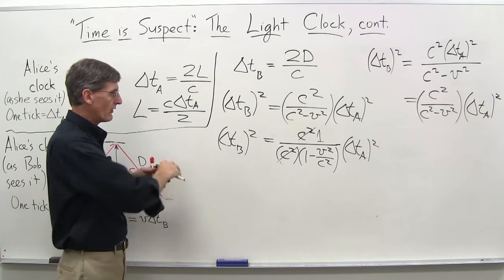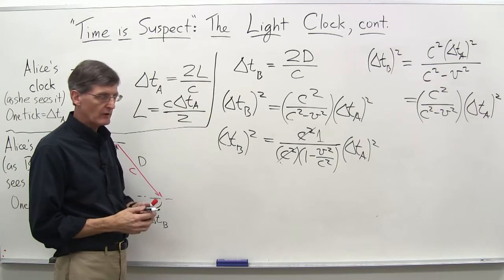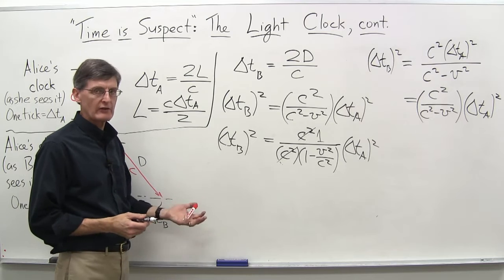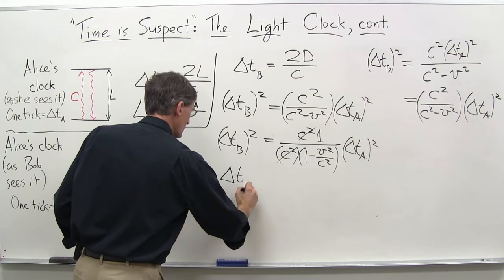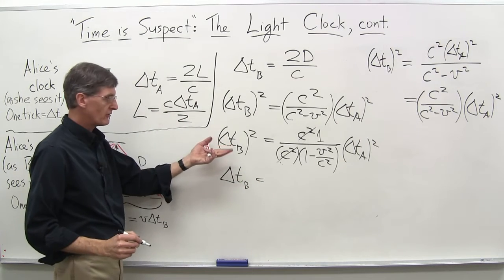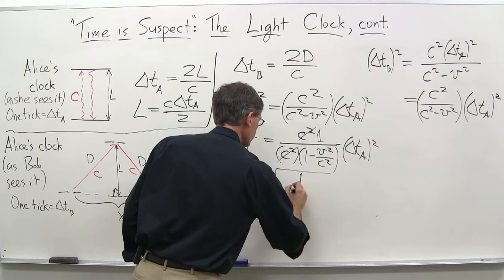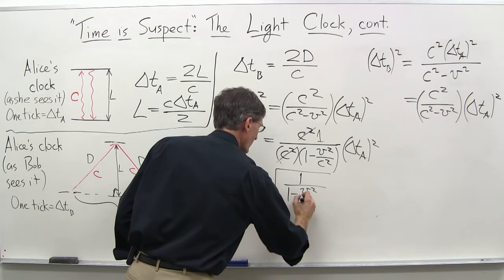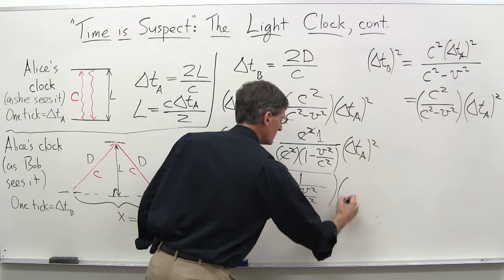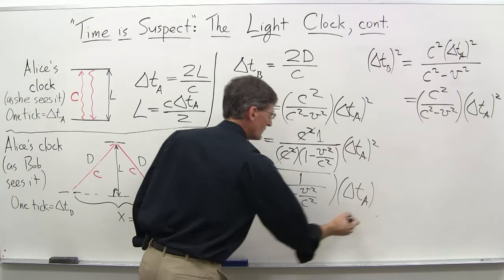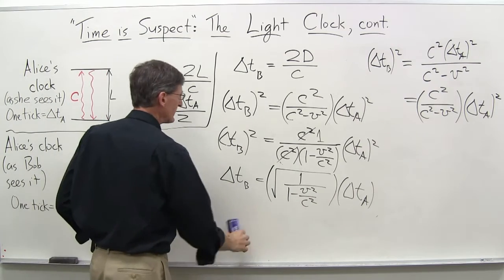Get rid of these squares. Since all our quantities are positive, you may remember when we do square roots, we've got to do a plus minus thing to be precise about it. In this case, everything's going to be positive. So we can write delta TB. What we're doing is we're just taking the square root of each side. Square root of this is delta TB equals the square root of this, 1 minus v squared over c squared, times this whole thing, times delta TA.